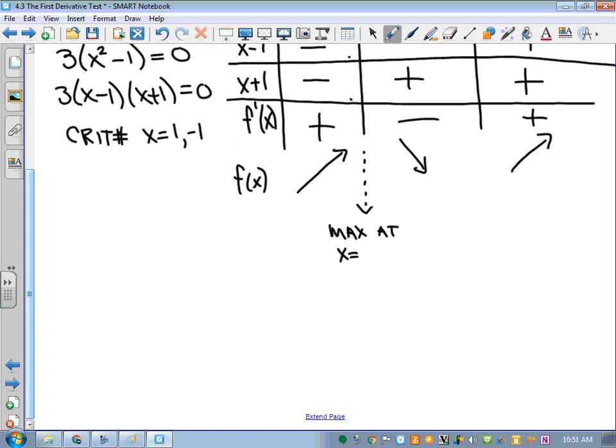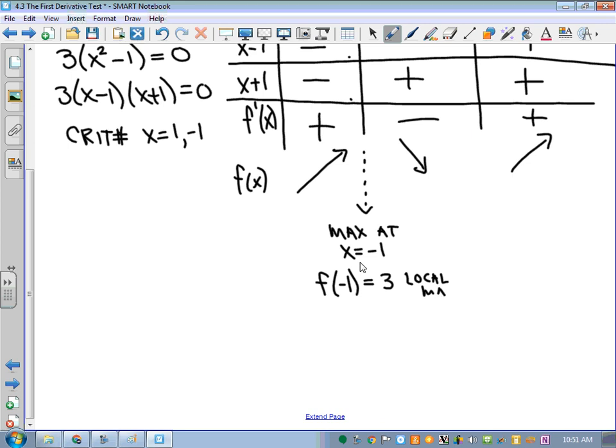We could determine where that is. The original function evaluated at 1, or sorry, negative 1. I had it right in the table. I scrolled down too far, I suppose. Let me erase that. So the maximum occurs at x equals negative 1. And the function f evaluated at negative 1 gives me 3. And that is going to be a local max.